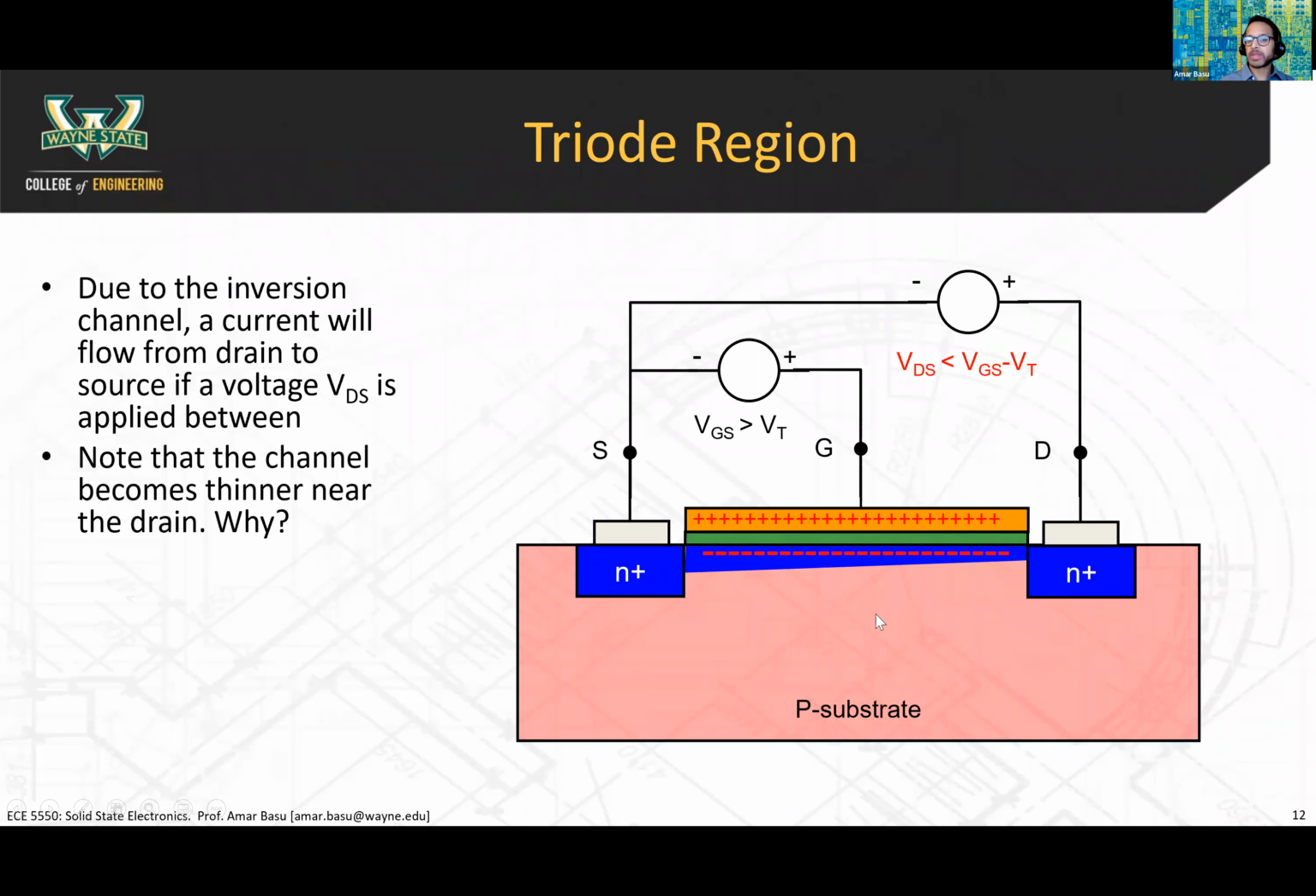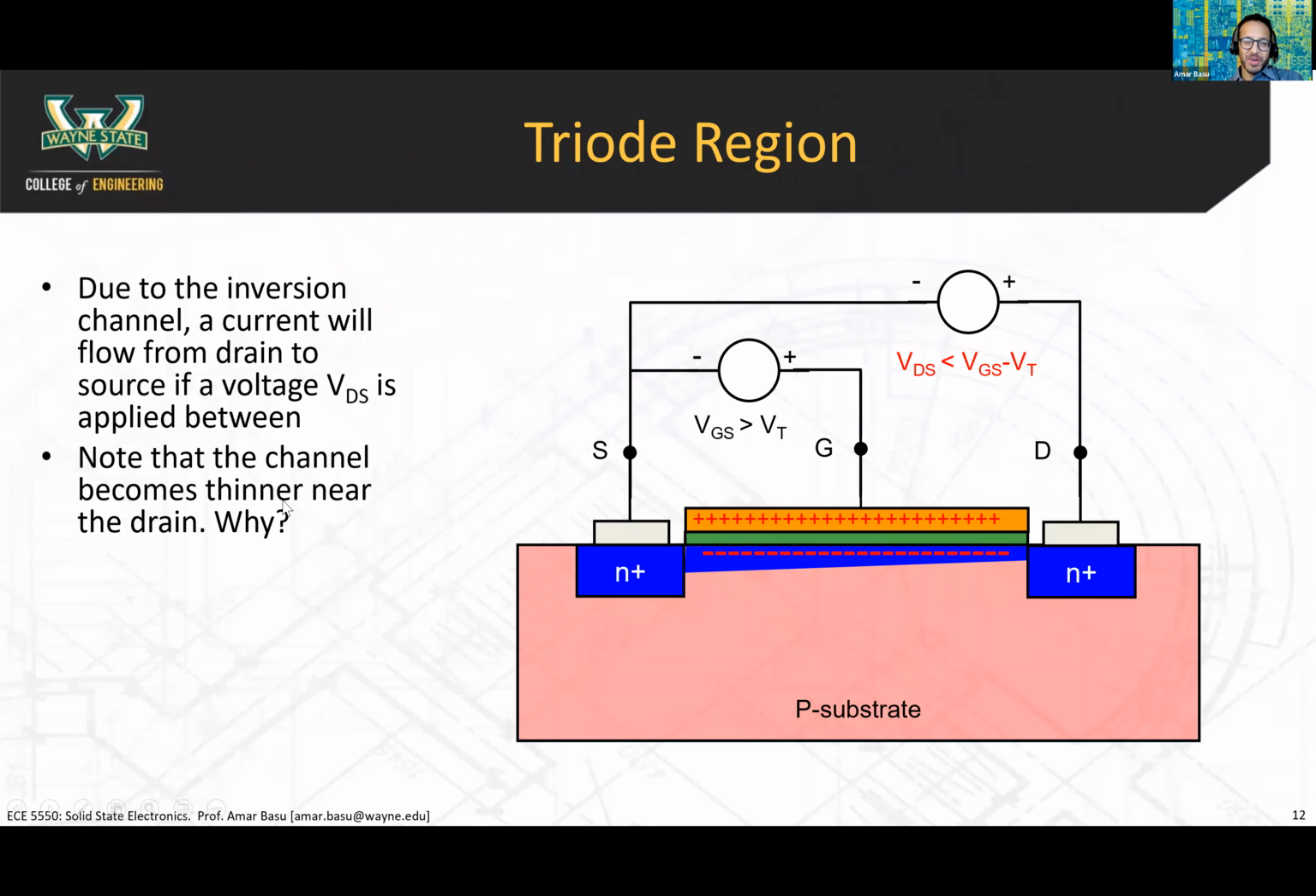Okay, so this is what the device looks like in the triode region. You apply a gate to source voltage and you apply a drain to source voltage. But that VDS is on the smaller side of things. Small drain to source voltage. Okay, so we know current's flowing between the drain and the source.